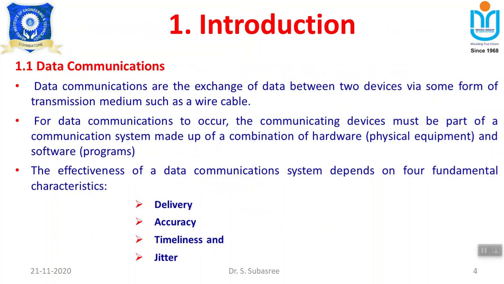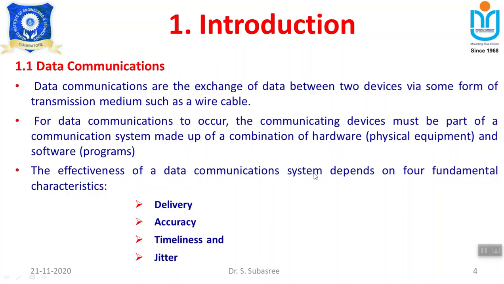So we know very well what is the meaning of data communication: exchanging data between sender and receiver. Whatever the devices between sender and receiver, it may be different devices, but effective communication between these two devices will happen based on four fundamental characteristics. One is delivery, the second is accuracy, the third is timeliness, and the fourth is jitter.